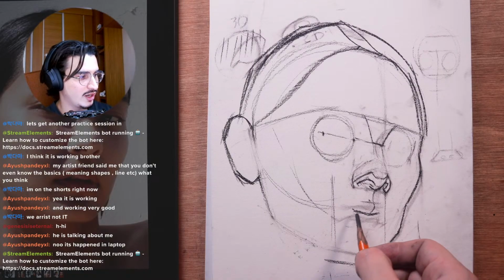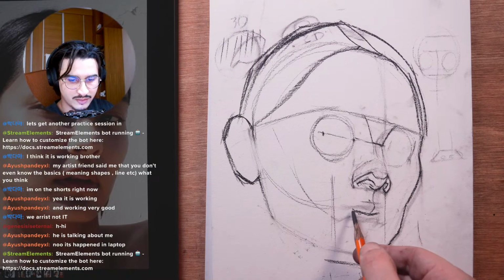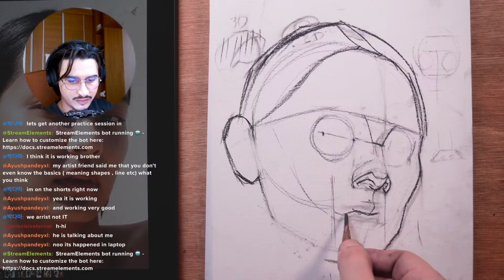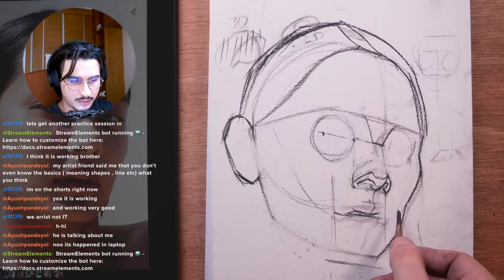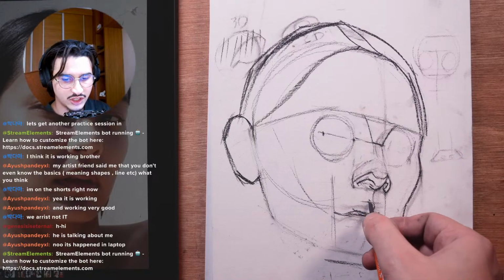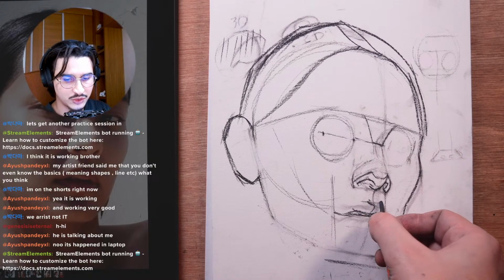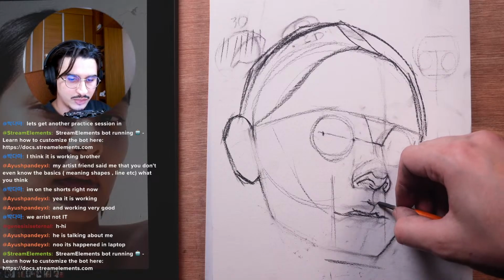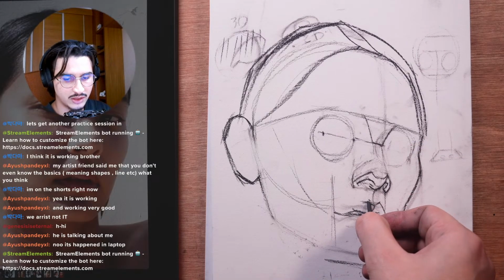Well, I will try. I think it should be something like this. So as you can see, I'm still struggling. Even though I teach art, I teach how to draw portraits, I still struggle with some stuff.